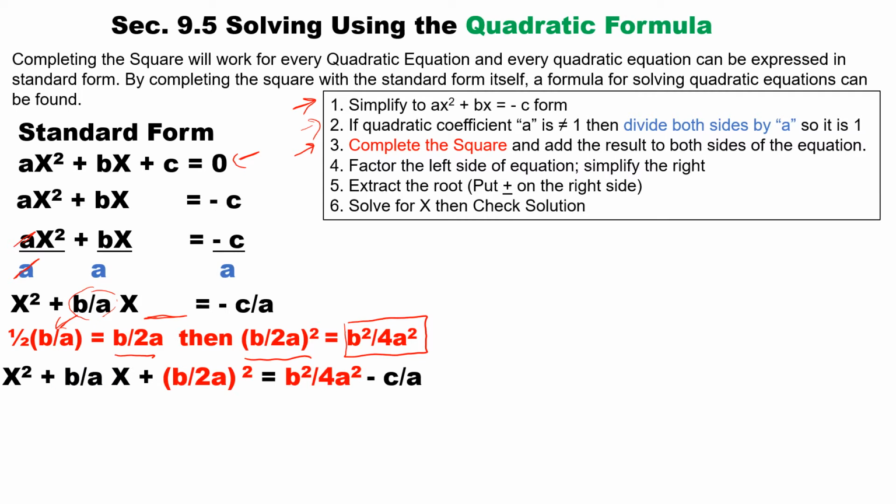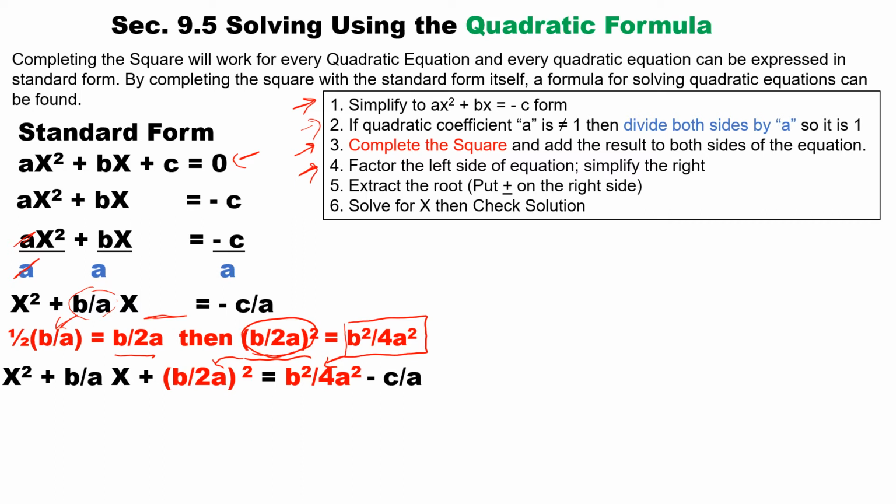So that's what I've done. I've taken this result and I've added it to the right side. And I've also added it to the left side, except I kept it in this squared form. They're equivalent, so I can do that. I'm still adding the same value to both sides. From here then, we want to do step 4. We're going to factor the left side of the equation and simplify the right.